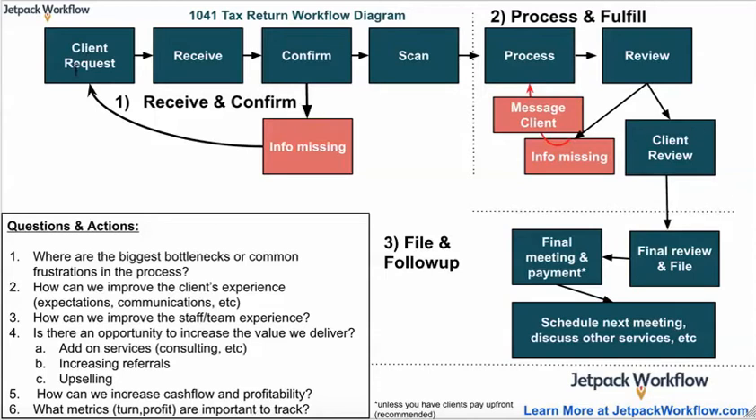Now you can see this is a very basic client request, receive, confirm, info missing, client request, scan. Now what you can do is take a very simple workflow diagram like this and you can see where the bottleneck is occurring. Maybe we could send more client requests because we're not receiving them on time. Maybe we receive them, but it takes a really long time to confirm, and then by the time we get back to the client, they've already moved on to the next item. This is out of sight, out of mind, so we have to reel them back in to give us more information. Perhaps the scanning stage is not fluid, and you can look at every step, and of course you can add more, you can remove some.